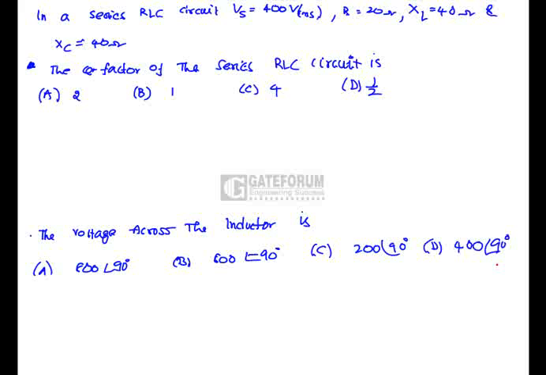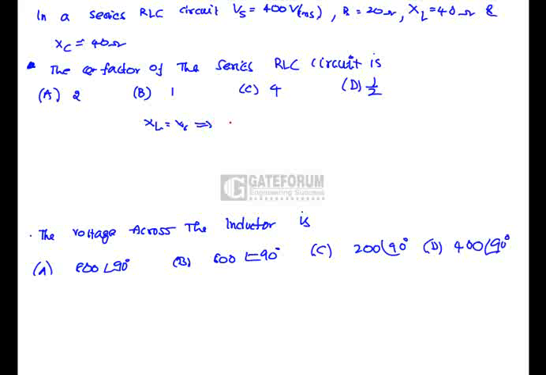RLC circuit, Vs is 400 volts, which is RMS value, and R equals 20 ohms, inductive reactance is 40 ohms, and capacitive reactance is 40 ohms. We have to calculate the Q factor of the series RLC circuit. Here, in the data itself, they have given XL equals XC. That means the circuit is at resonance.